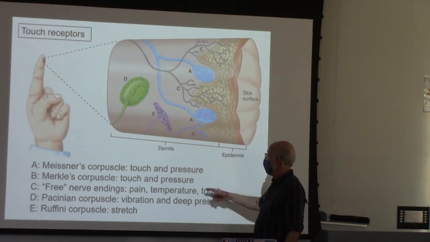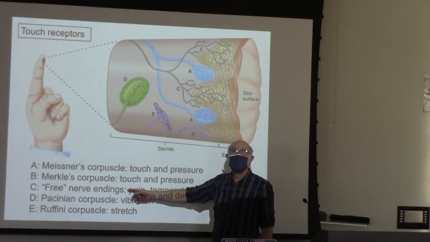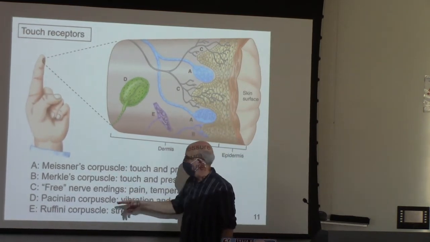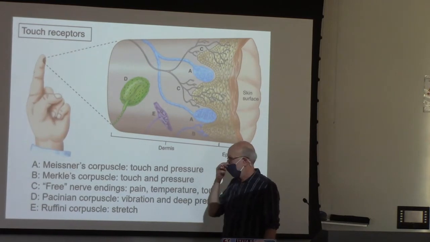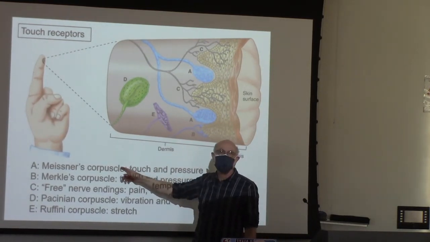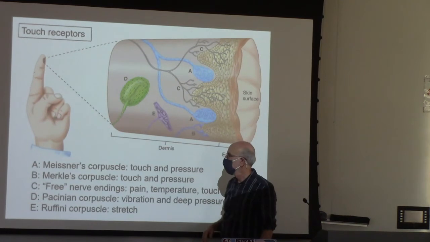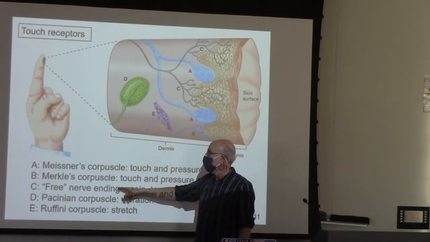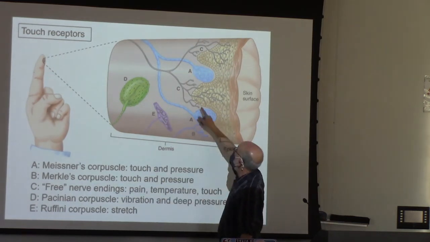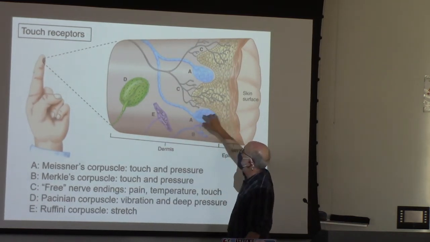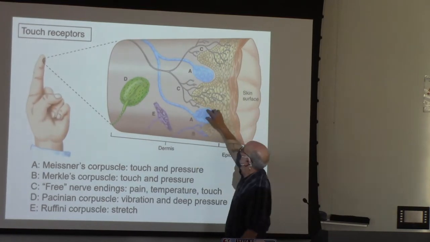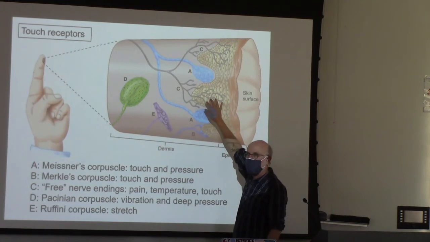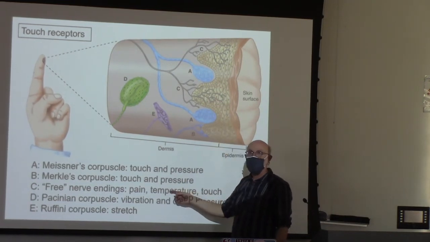Pain and temperature are different. They aren't in these corpuscles. Corpuscle just means little body, Latin for little body. There are these so-called free nerve endings that are not in these bodies. They're really just, they innervate the skin, and they detect pain and temperature.